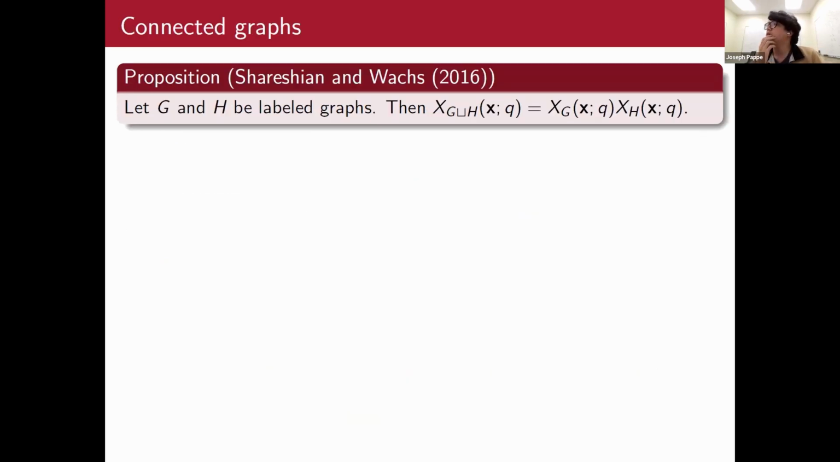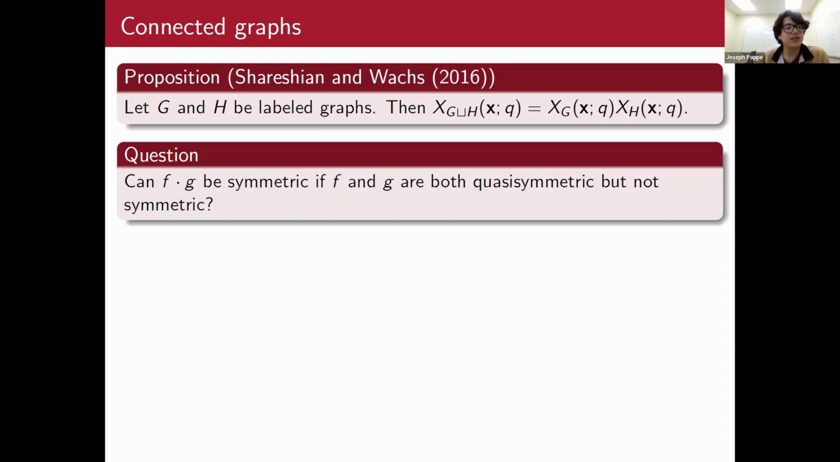The first question is, if we have a question on all labeled graphs, we want to reduce it to the case of just looking at connected graphs. The coloring of disjoint graphs don't affect each other. So the chromatic quasi-symmetric function of a disjoint union of graphs should really just be their product.